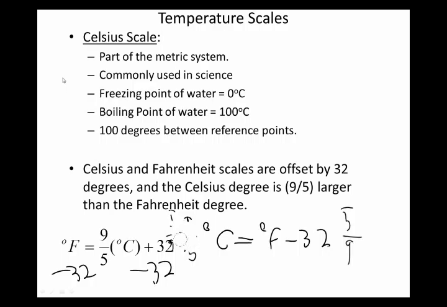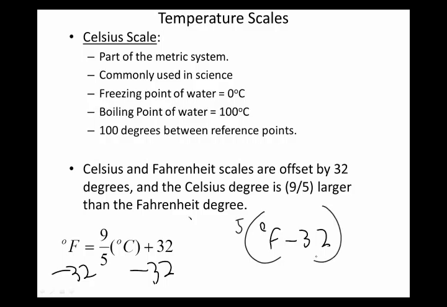Right? So these would cancel out. And what I would get is this. I would get 5/9 Fahrenheit equals Celsius. So there's a different order of operations if you're going from Fahrenheit to Celsius, and I wrote that really poorly.